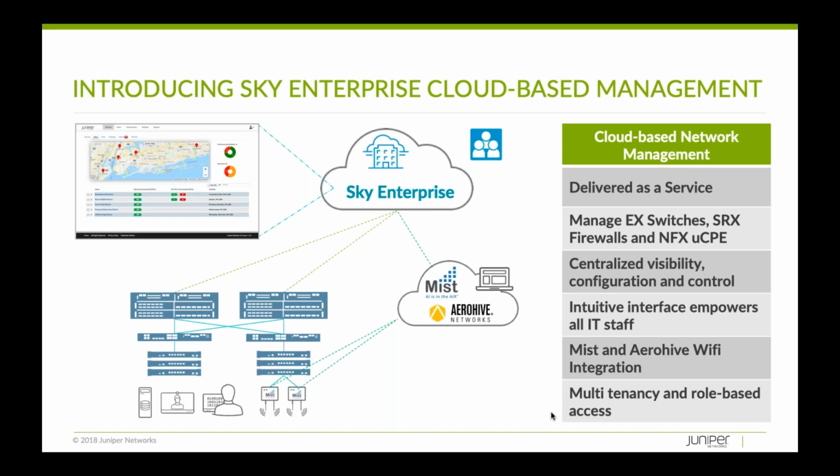What Sky Enterprise effectively does is allows IT generalists the ability to manage Juniper devices without having any specific Juniper skills. So it really makes the day-to-day management of environments available to a much broader range of people. Recently, we've been doing some integrations into other cloud systems, and we started with Aerohive networks, and recently we did Mist systems. So you can now get visibility of those cloud managed APs in your Sky Enterprise platform.